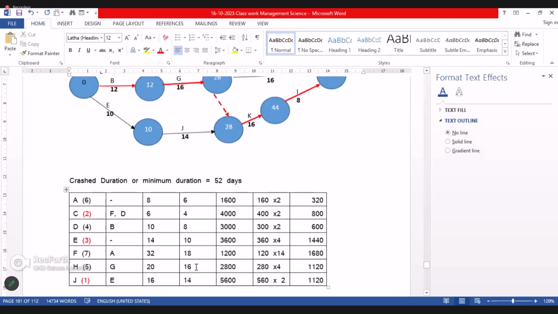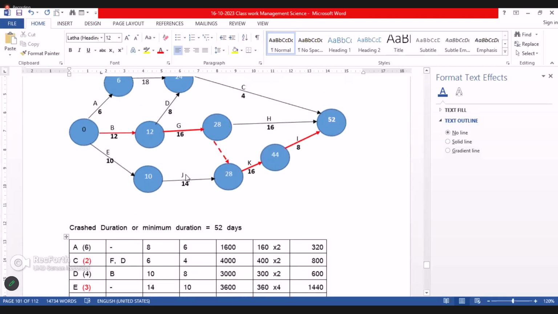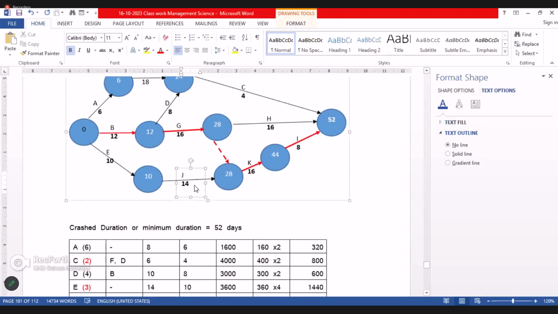So now you see, if you take J, guys, J is here. I am going to add 2 days. What will happen? Think about what will happen. We will calculate the project duration. Here 10 plus 14, how much? 20. 4 plus 26. At this point it becomes 26. No issue on that.